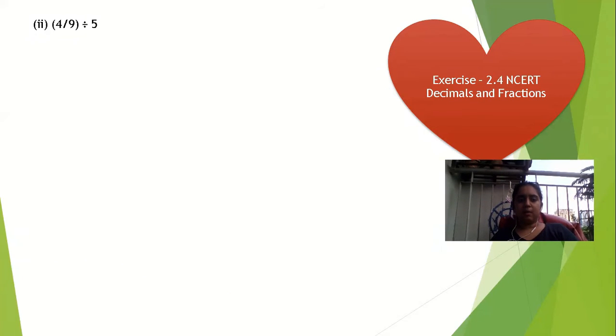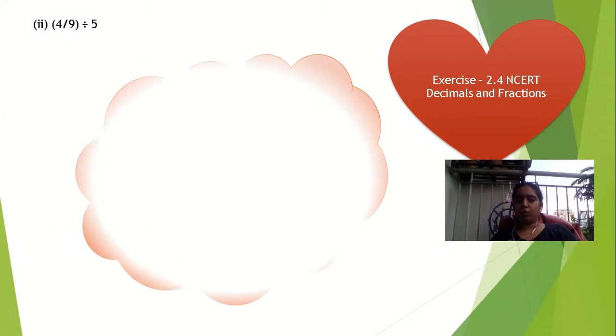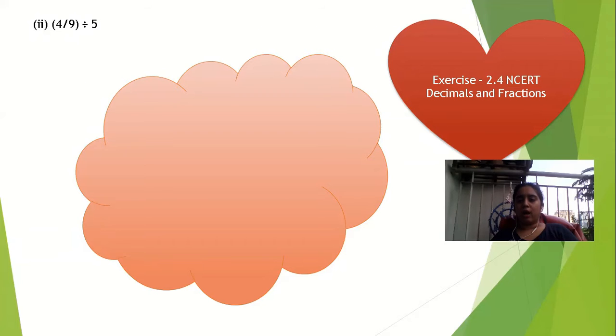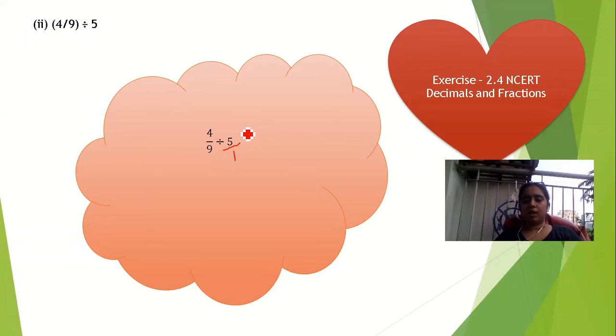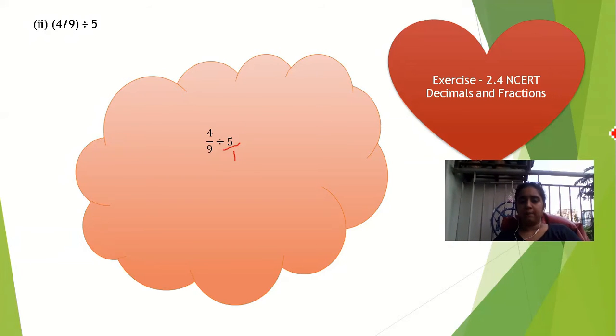So in the second part, we have to divide 4 upon 9 by 5. So we will represent this 5 as 5 upon 1, and this divide will change into multiply, and this number will change into its reciprocal, that is the numerator will change into the denominator and the denominator will change into the numerator. So 4 upon 9 multiplied by 1 upon 5. Now we have to multiply the numerator values with each other and the denominator values with each other. So 4 multiplied by 1 is 4 and 9 multiplied by 5 is 45. So our answer would be 4 upon 45.